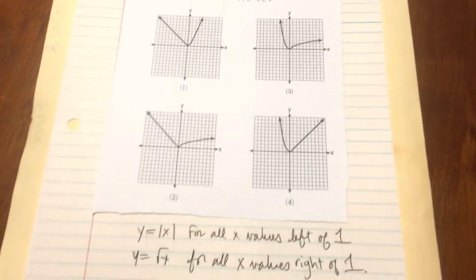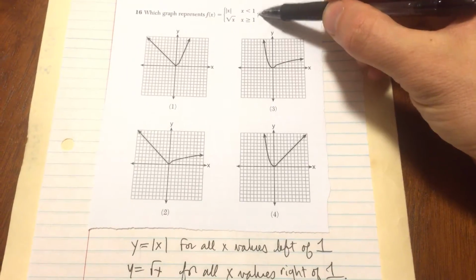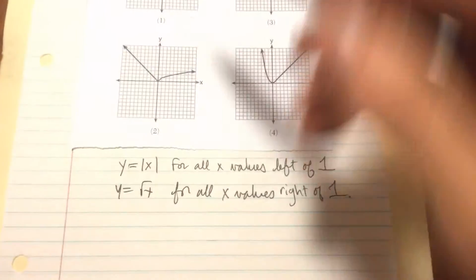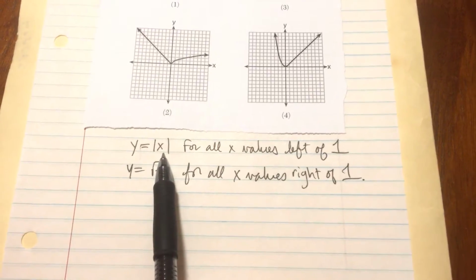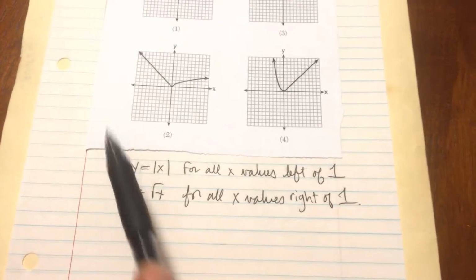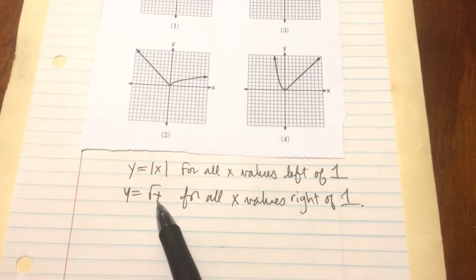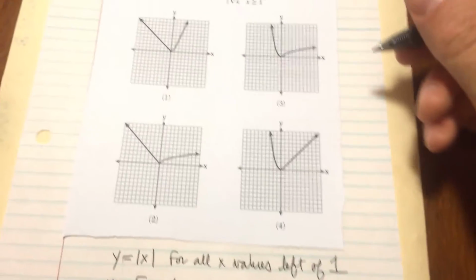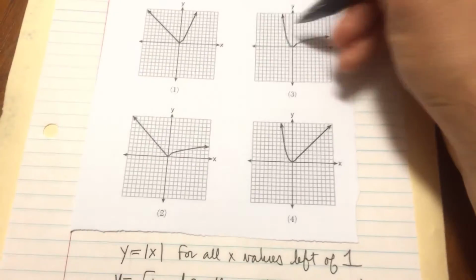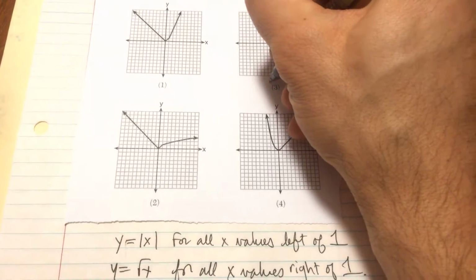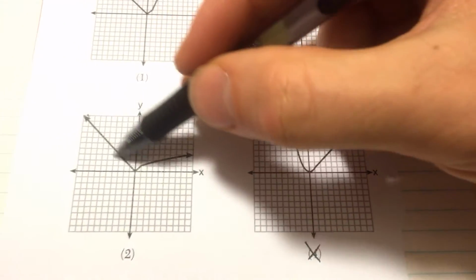Number 16 is a piecewise graph, and what this notation means is that they want you to graph y equals the absolute value of x for all values left of positive 1, and they want you to graph y equals the square root of x for all the values right of 1. So in this case, you have to ask yourself, which of these is the absolute value graph on the left? This is not it. This is not it. These are the graphs of absolute value. But now you're doing square root of x.